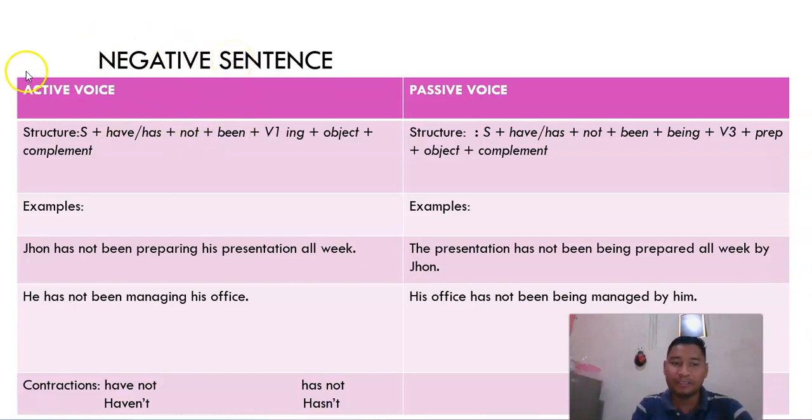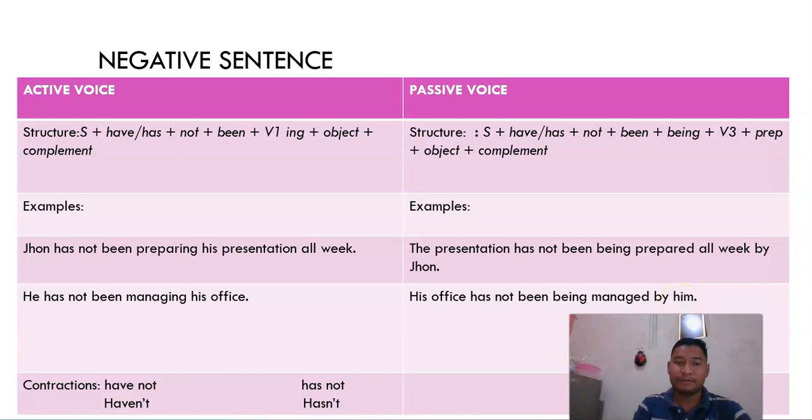For example, John has not been preparing his presentation all week. In the passive voice, the presentation has not been prepared all week by John. Okay. Another example, he has not been managing his office. His office has not been managed by him.